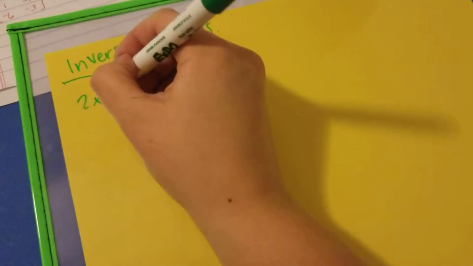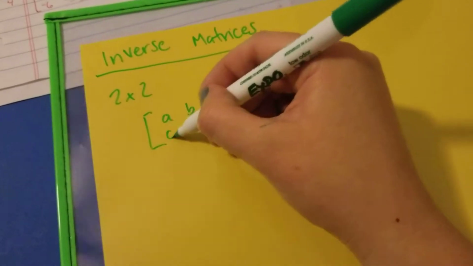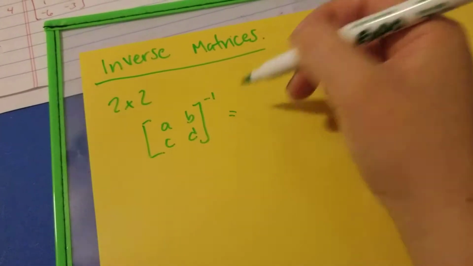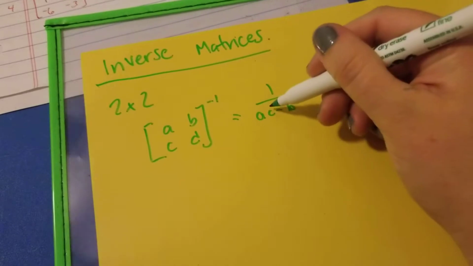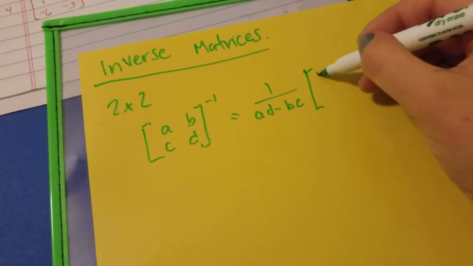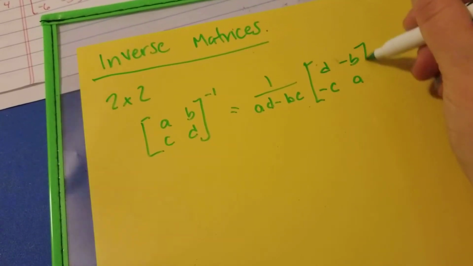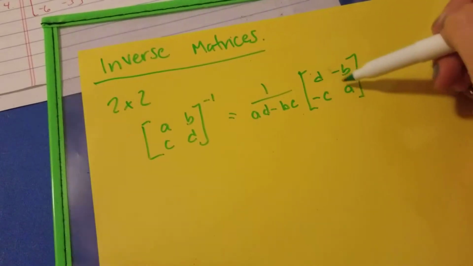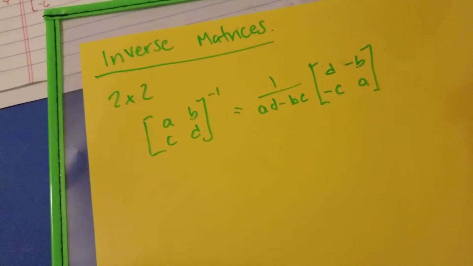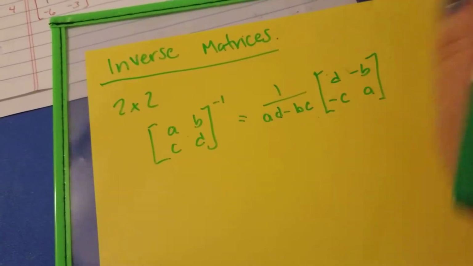Okay, so with inverse matrices, the formula for a 2 by 2 inverse matrix is the same as 1 over the determinant, and then you multiply that by the matrix with A and D switched, and the negatives of B and C. If at any point the determinant equals 0, that means there is not an inverse for that matrix.